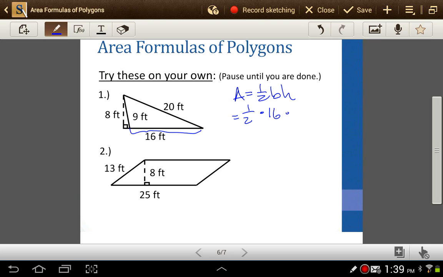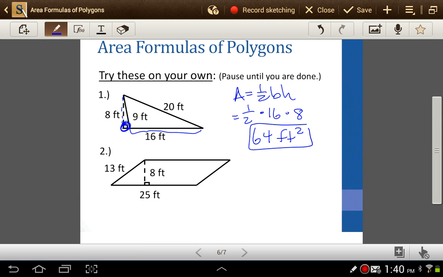And my height is the perpendicular distance. So that's the dotted line right there. So that is 8 feet. The 9 feet is not perpendicular to the base. So I'm still looking for that symbol there, even if it's outside. So 1/2 times 16 times 8, that is 64 feet squared. Again, formula, substitution step, answer with label.